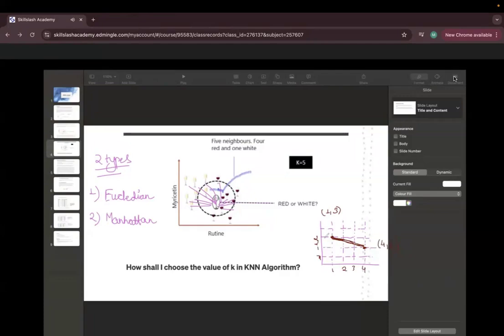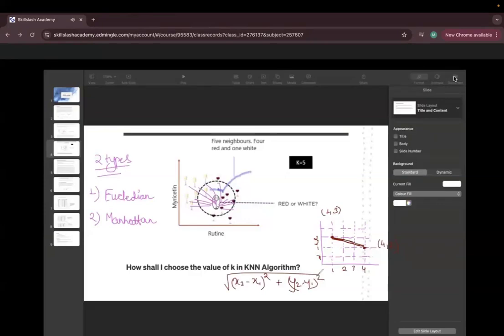Now, if you want to find the distance between these two points, I'm going to take the help of Euclidean distance. It says (x2 minus x1) squared plus (y2 minus y1) squared, sum them up, and take the root.